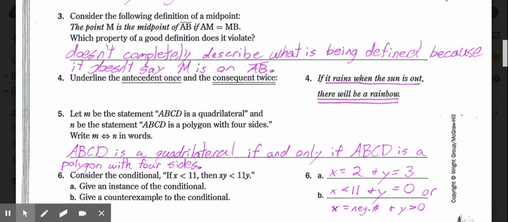In 3, it says, consider the following definition of midpoint. The point M is the midpoint of segment AB if AM equals MB. Which property of a good definition does it violate? It doesn't completely describe what is being defined because it doesn't say that M is on segment AB.